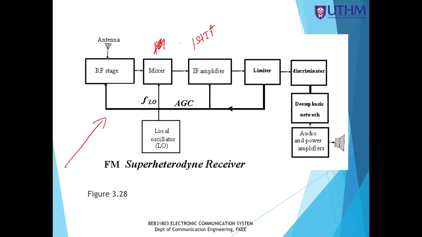So the process is almost the same as in the AM demodulator. Hampir sama dengan AM receiver. Only some differences where we have a limiter, discriminator, and so on. So here it only uses one time of down conversion. No problem. You want to use one down conversion, second down conversion, doesn't matter, depending on the design of the system. Tidak ada masalah.